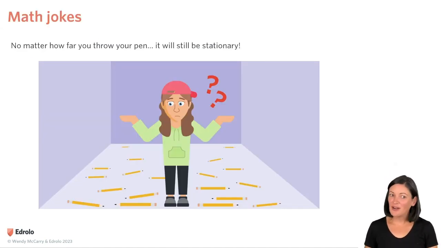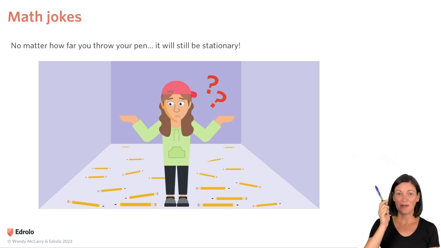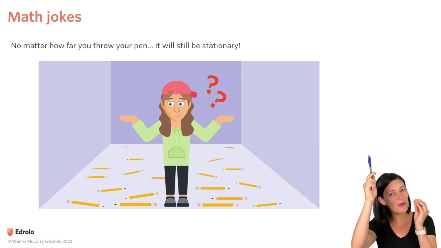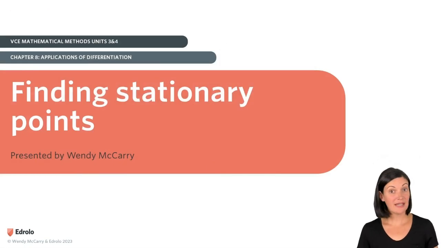No matter how far you throw your pen, it will still be stationary. And you might have noticed when I threw that pen up in the air, it pauses for a very small, slight second before coming back down. And that's what we're going to be looking at today. We're going to be looking at stationary points. So this lesson is going to focus on how we find our stationary points for any given function.